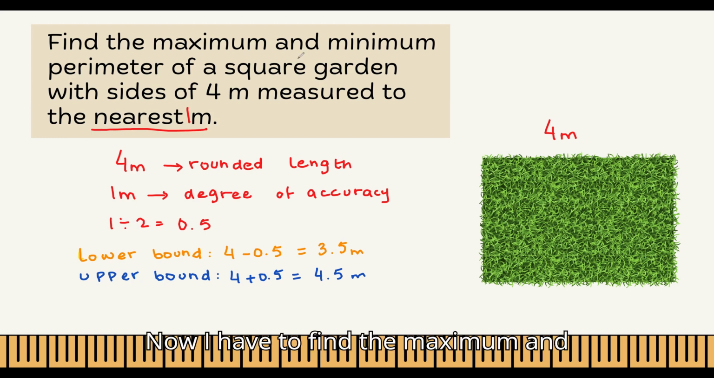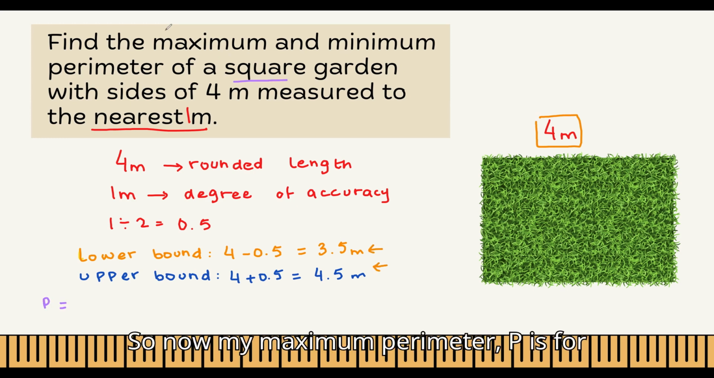Now I have to find the maximum and minimum perimeter of the square garden. So to do that, I'm going to keep my lower bound and upper bound, and instead of finding the perimeter with 4 meters, I'm going to use these values over here.